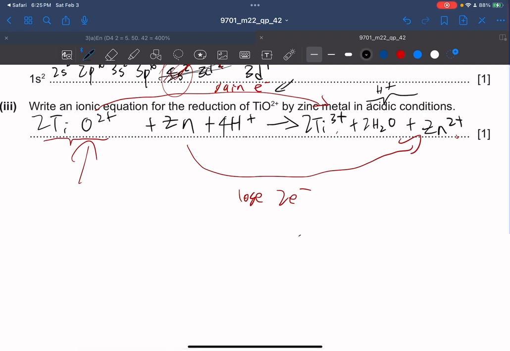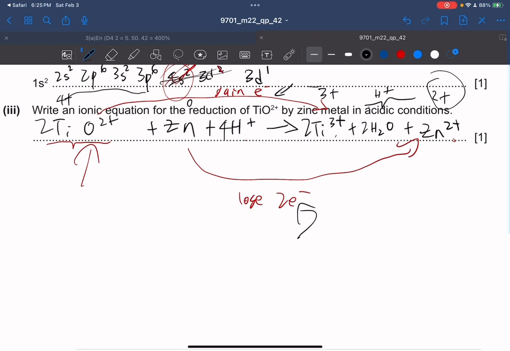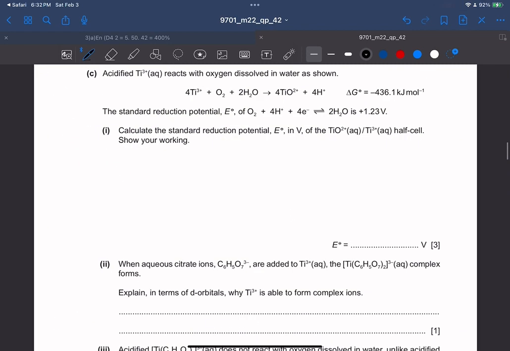Just for demonstration's sake, I did that in terms of electrons. You can also do that in terms of oxidation number if you really wanted to, like that. So if there's a gain in 2 oxidation numbers there, it means there should also be 2 between those. So that's why you multiply it by 2. I hope that makes sense.